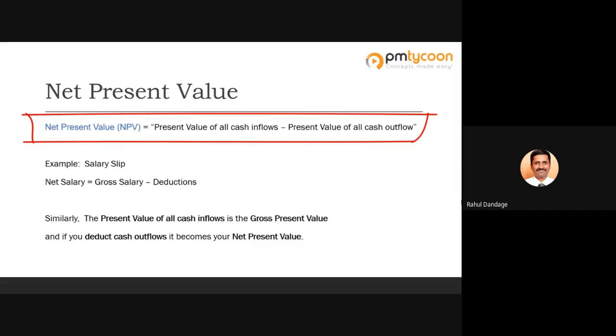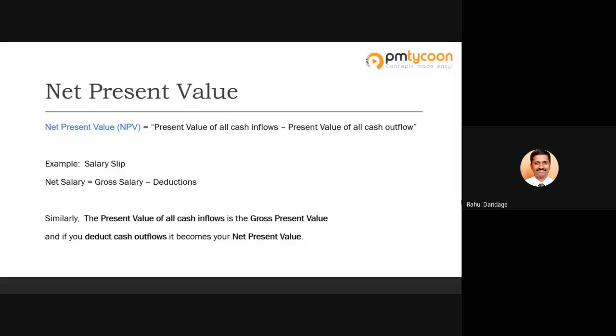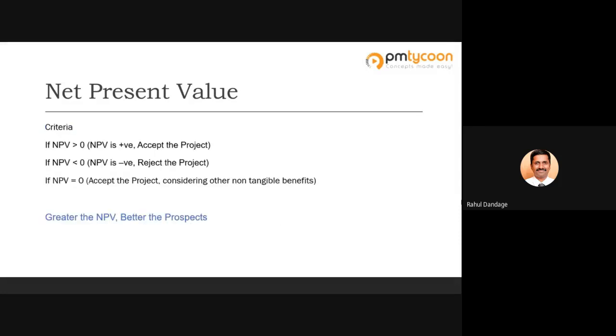Let's do an example calculation and it'll be easy to know. Before we do the sum, just remember the criteria. If the net present value is greater than 0, then it is better to accept the project and we can work on the project. And if the net present value is negative, which is less than 0, then we should reject the project. We should not accept a project which has a negative net present value. And if the net present value is exactly equal to 0, then you can accept the project given the project is giving you some other experience and some other tangible benefits. So the higher the net present value, the better for our return on investments and better for us.